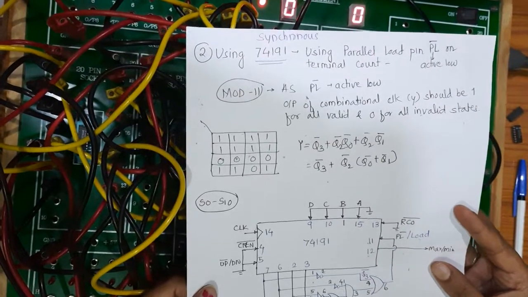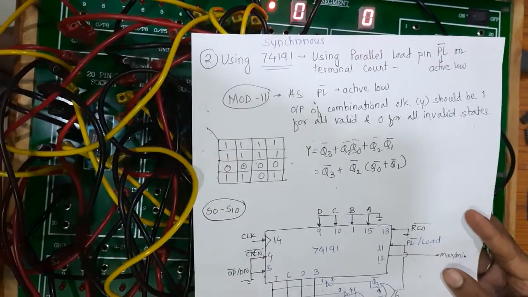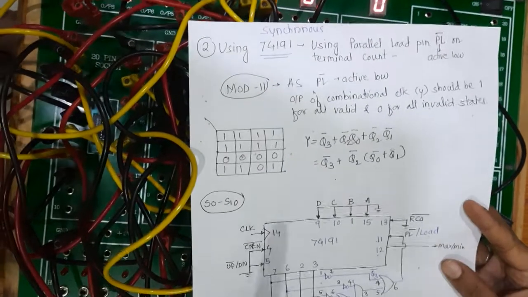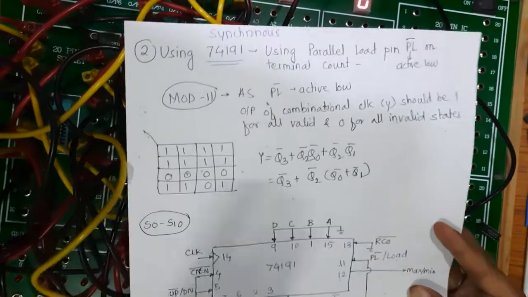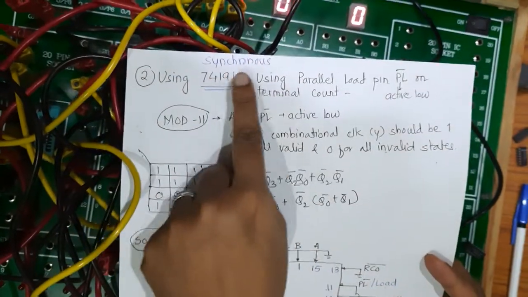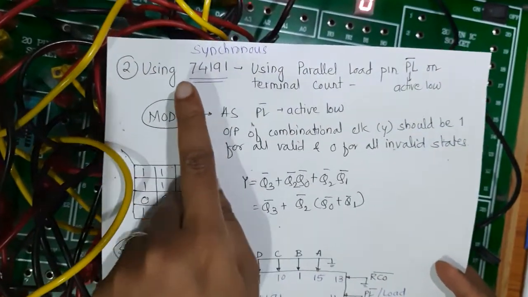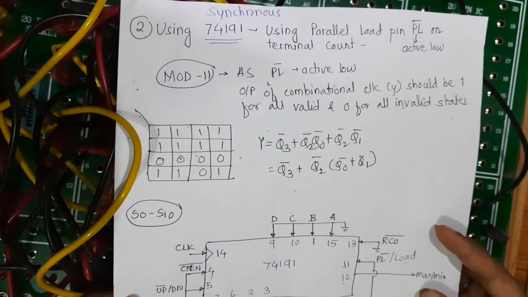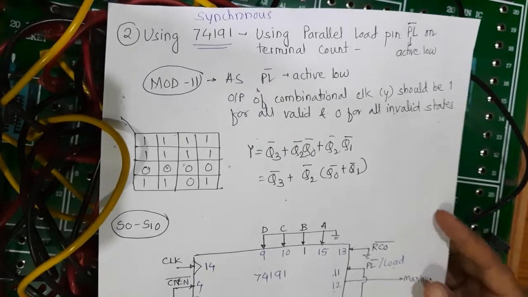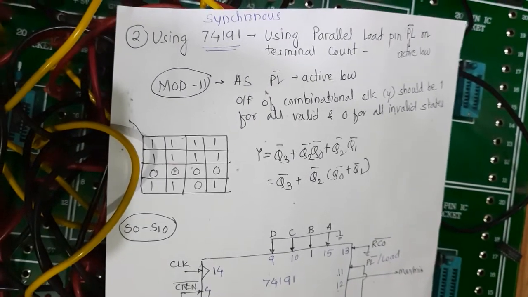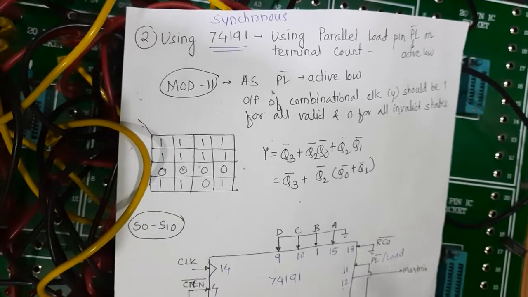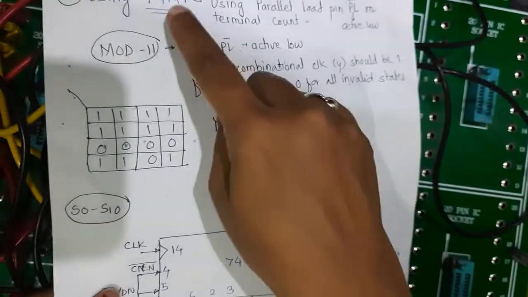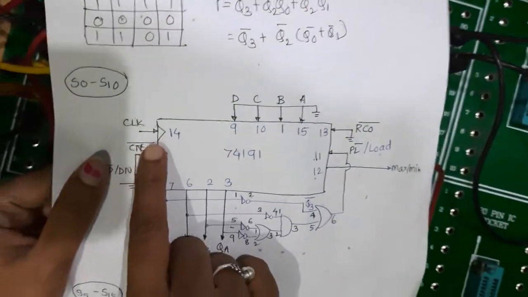So we have designed a mod counter using the 7490 ripple binary and decade counter. Now we'll see one more IC, which is a synchronous counter, the 74191. Using that counter we are trying to design a mod counter. So 7490 is a negative edge triggered IC, and 74191 is a positive edge triggered IC.